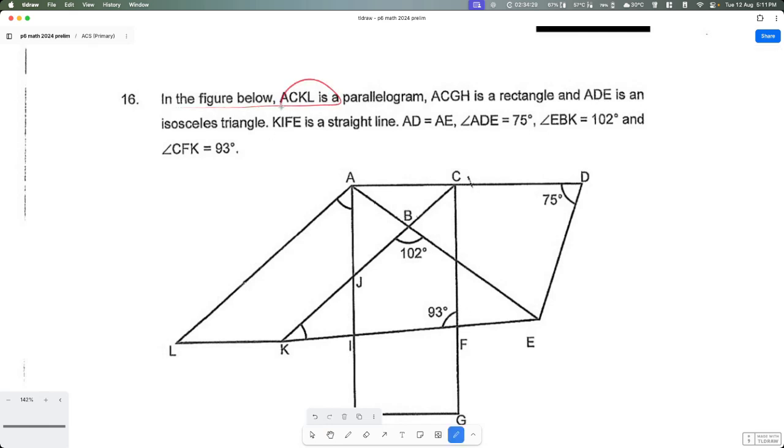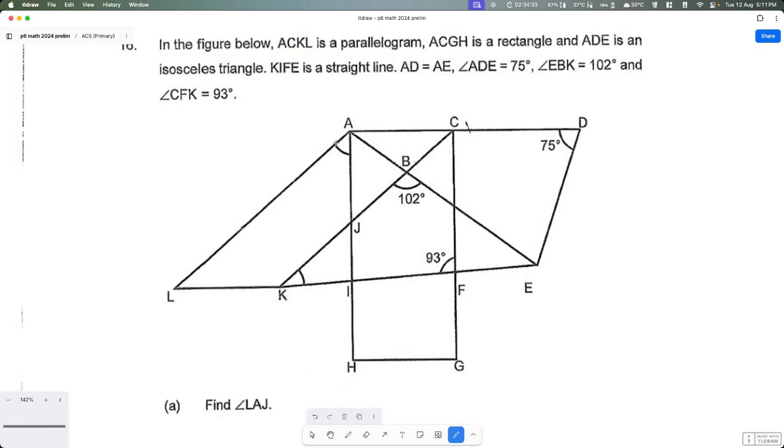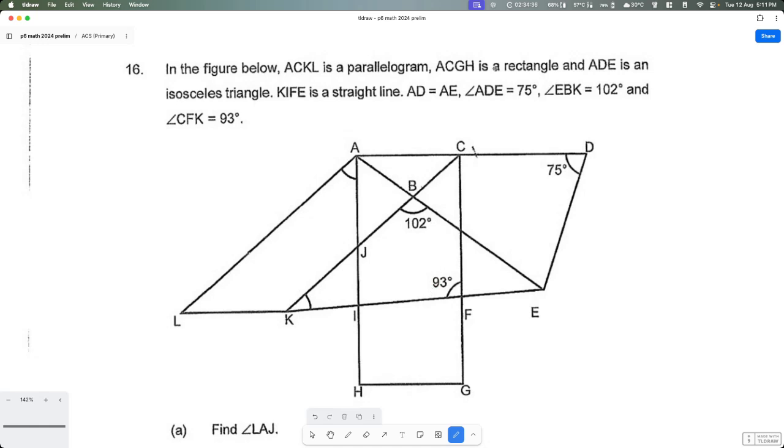In the figure below, ACKL is a parallelogram. ACGH is a rectangle, and ADE is an isosceles triangle. So I'm going to mark these equal sides here. KIF is a straight line. Make this really clear so that we can see together. Then we know that AD is equal to AE.